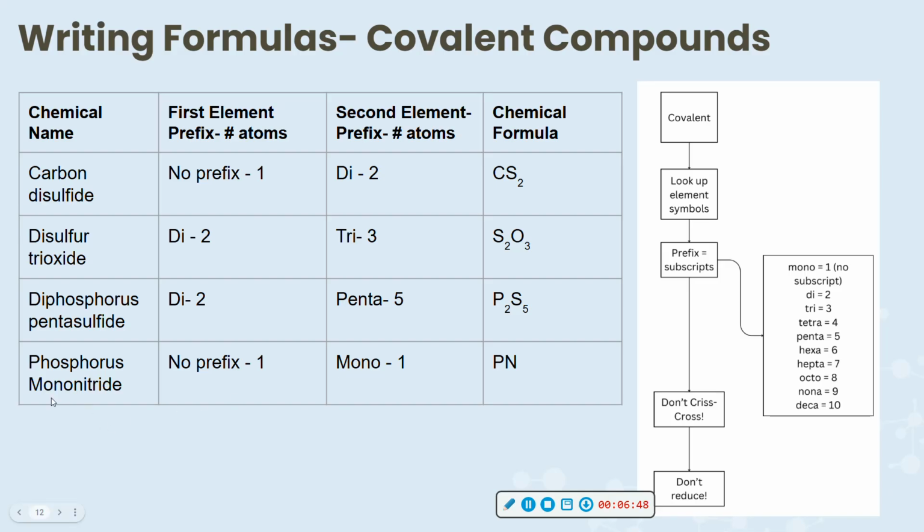All right, in this last example, we have phosphorus mononitride. There's no prefix for phosphorus, so that tells me I only have one of those P's. So that's why I write just P. For nitrogen, which becomes nitride in the chemical name, I have a mono. That means I have one nitrogen. So my formula is just going to be PN.